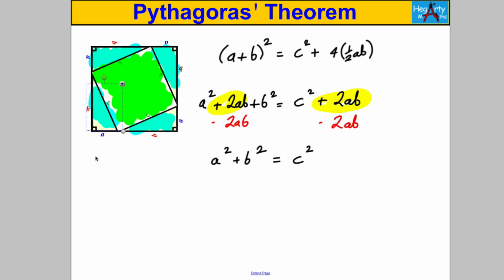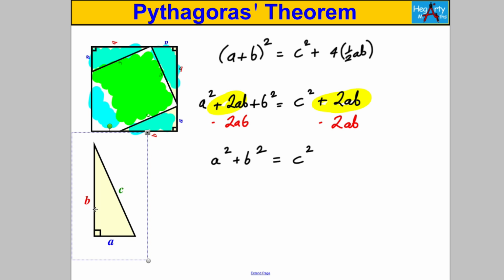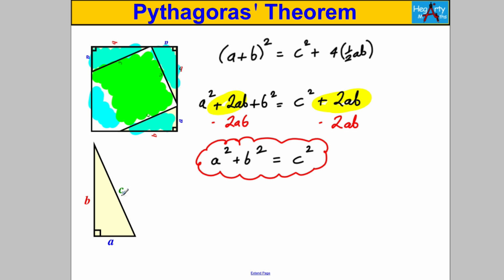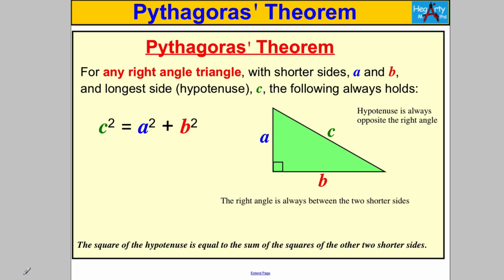Let me remind you of what we started with. We started with a triangle here with sides A, B and C, and it always turns out to be true that when you have a right angle triangle, the longest side, C, when you square it, is always equal to the other two sides squared added together, a squared add b squared. That is always true. And that is the result which we'll formalize now.